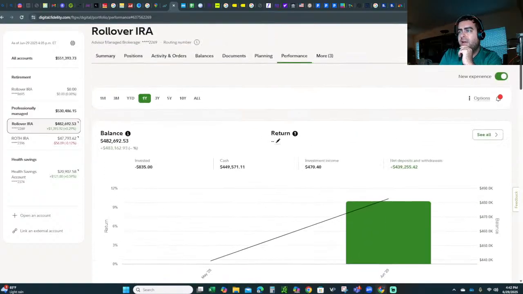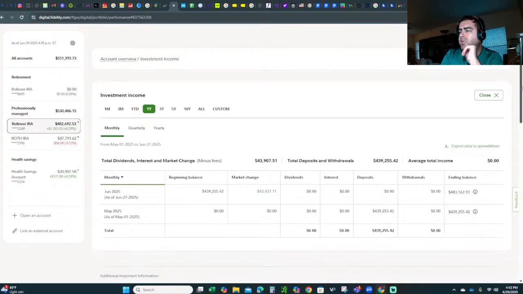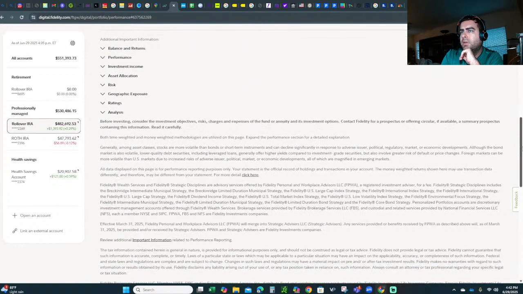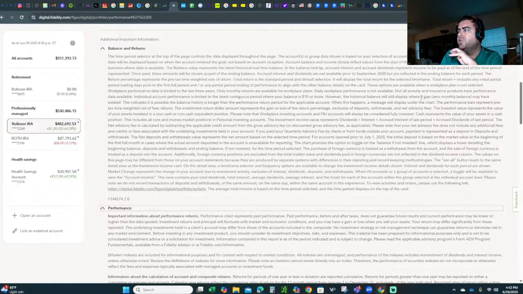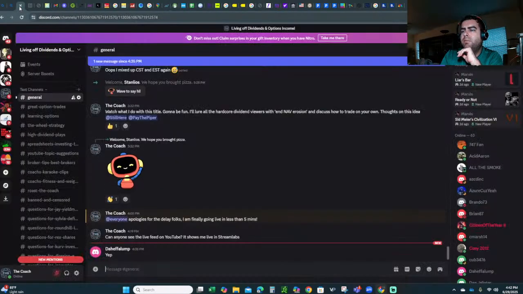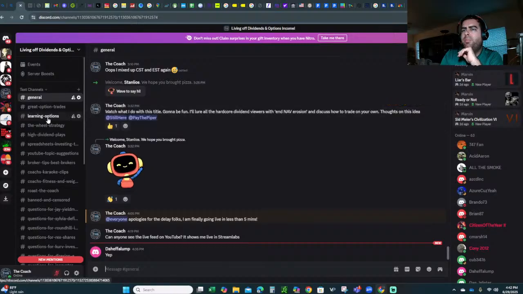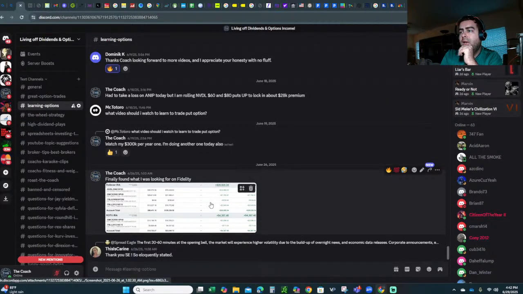I'm trying to find it, because Fidelity is tricky when it comes to actually showing your trades and stuff. Here we go, I think this is it. Okay, so there's the market change in that one. Let's see here, I want balance and returns, performance. It's tricky. Let me go into the Discord, because that's where I put it. If you all are not members of my Discord, I pretty much show all this for free. I can't remember where I found this, but let me pull it up.